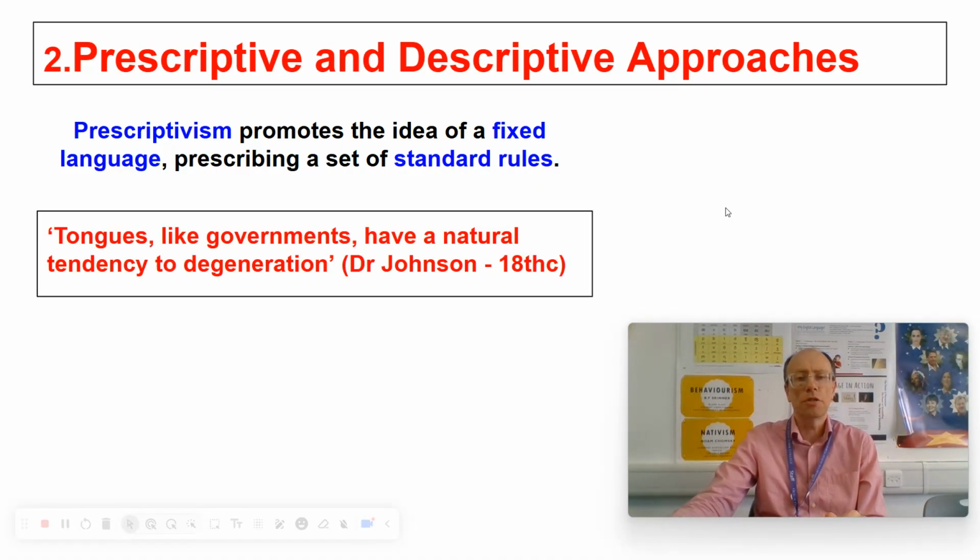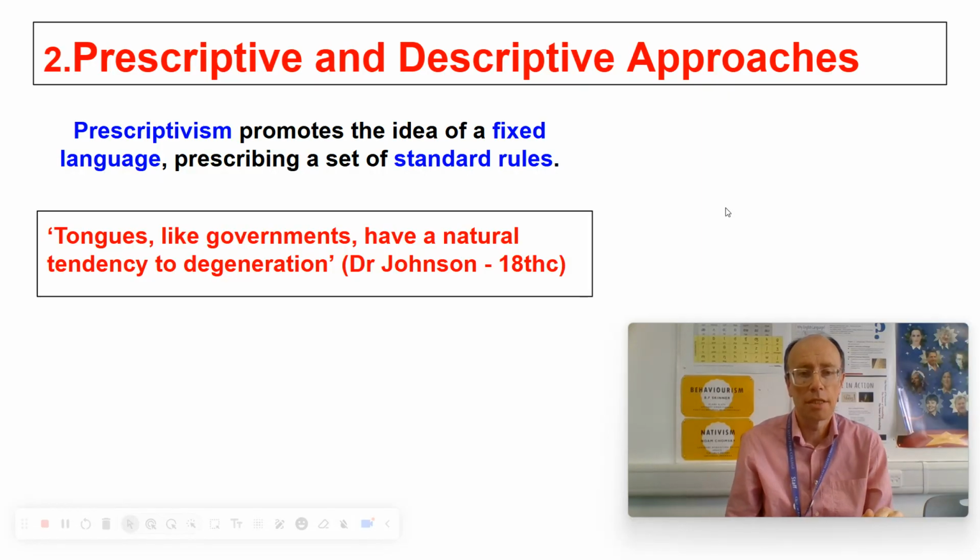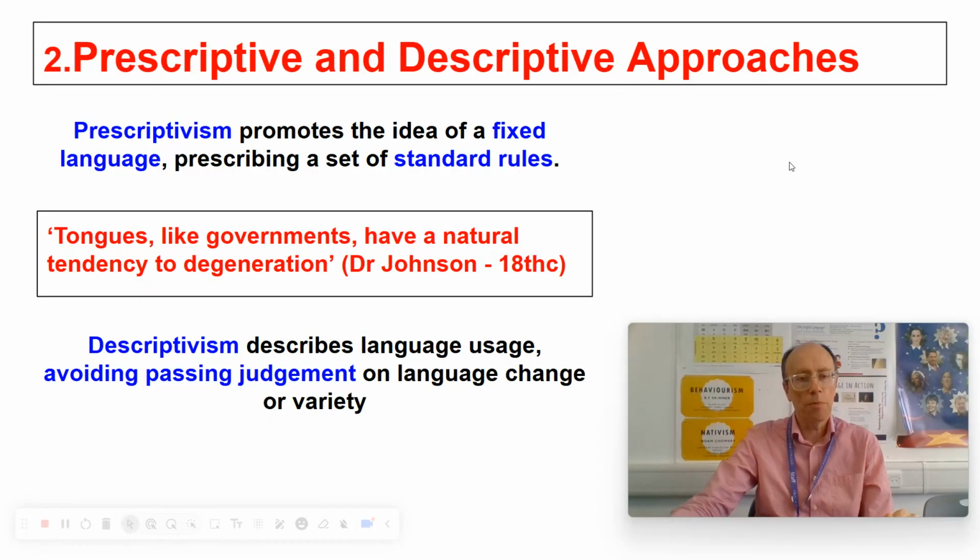Here is Dr. Johnson talking about languages. "Tongues, like governments, have a natural tendency to degeneration." That's Dr. Johnson in the mid-18th century. Now that is prescriptivist, isn't it? Tongues, meaning languages, he's arguing that languages naturally degenerate over time. Okay, and that is the opposite to a descriptivist point of view.